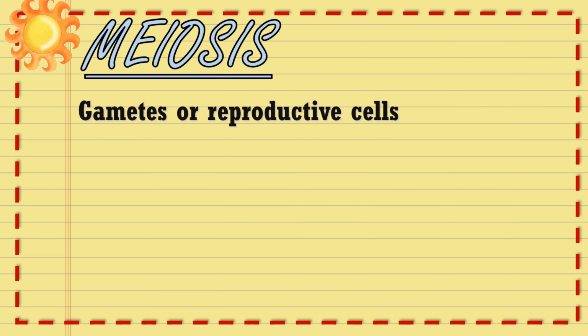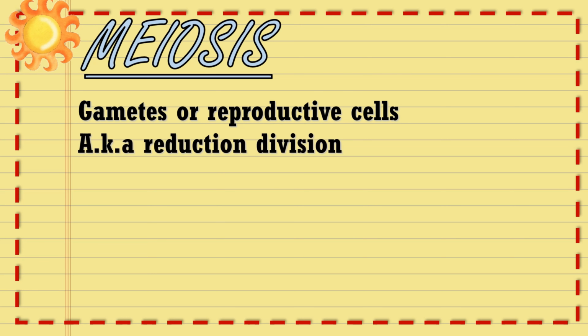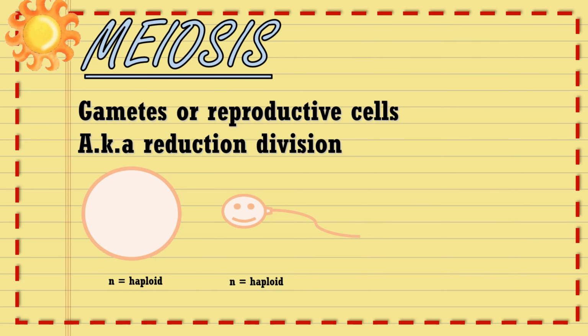Meiosis is a cell division that creates gametes or reproductive cells. It comes in two consecutive cycles, namely meiosis I and meiosis II. It is also known as reduction division because the main goal is to reduce the number of chromosomes in half so that a haploid egg and a haploid sperm will be produced.